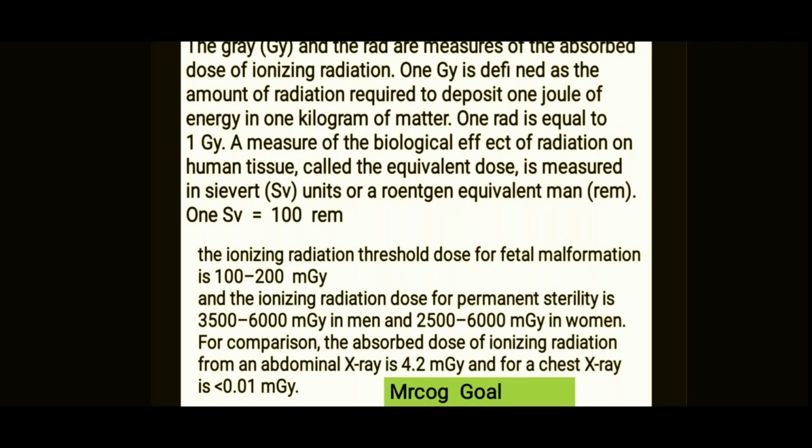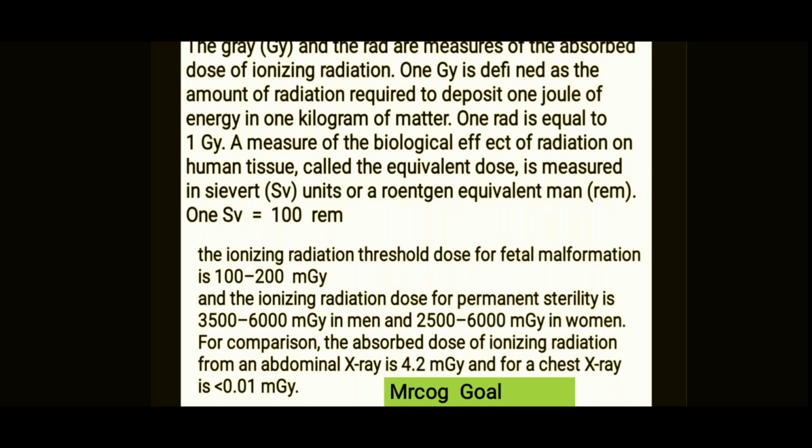Ionizing radiation dose for permanent sterility is 3,500 to 6,000 in men and 2,500 to 6,000 in women. Okay, so remember, for women it starts a little early at a lower rate. Okay, so 2,500, it starts that early.